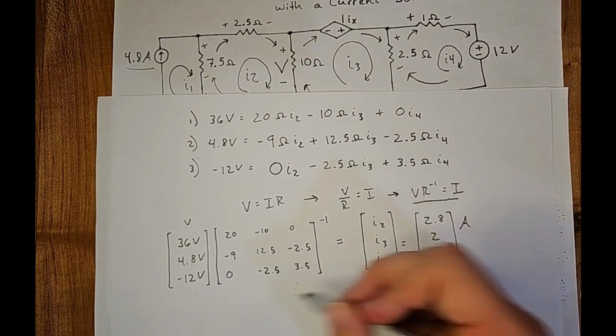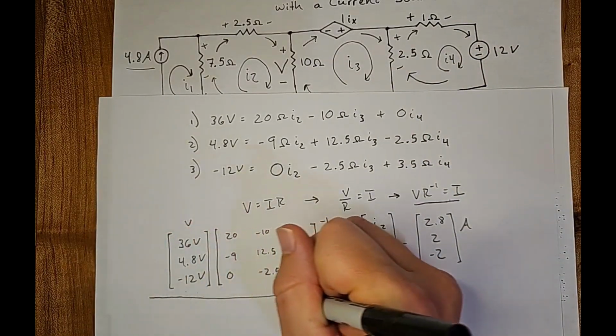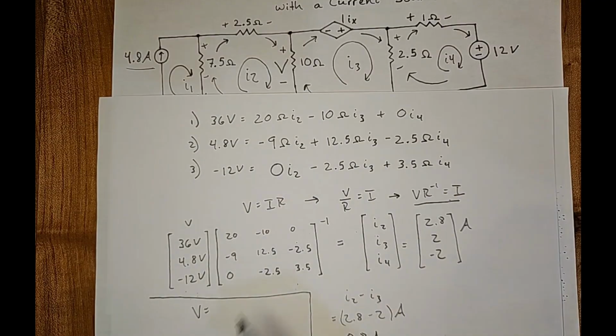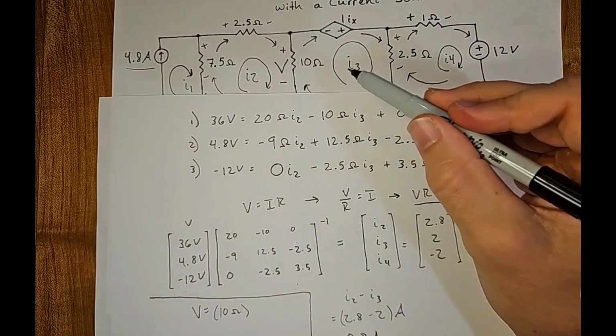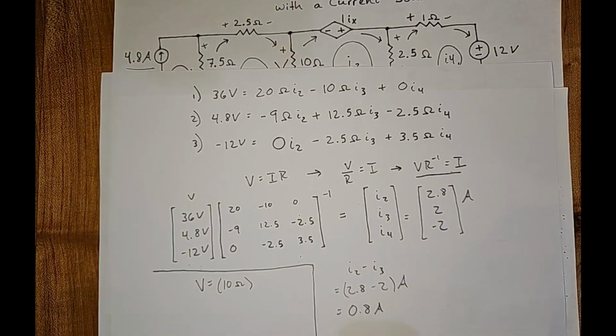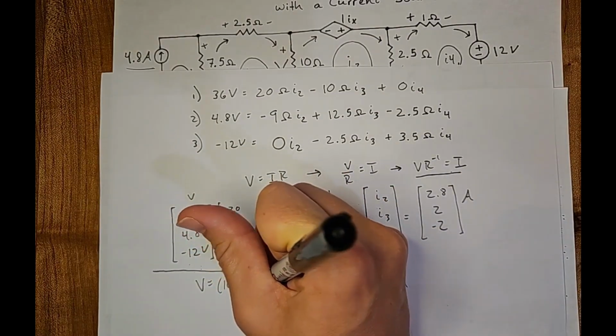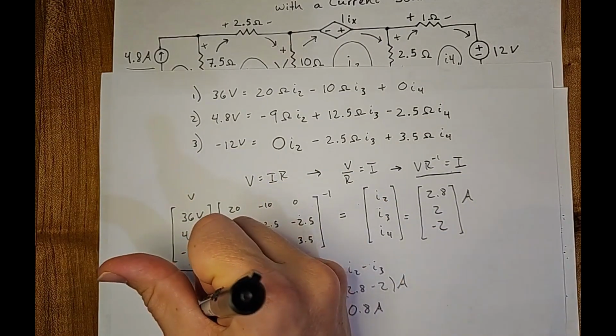So let's just box off some space. So V is going to equal 10 ohms times 0.8 amps, which equals 8 volts.